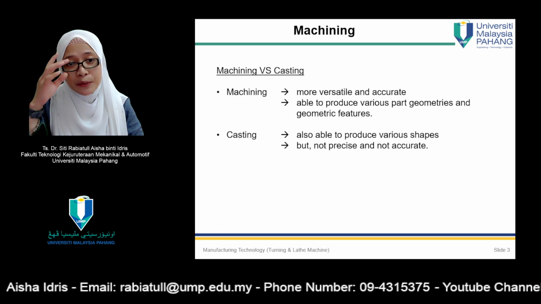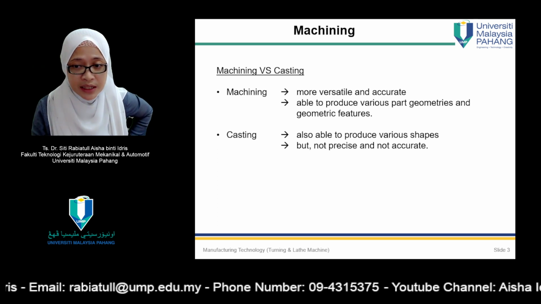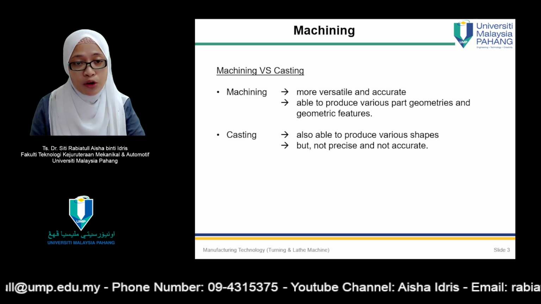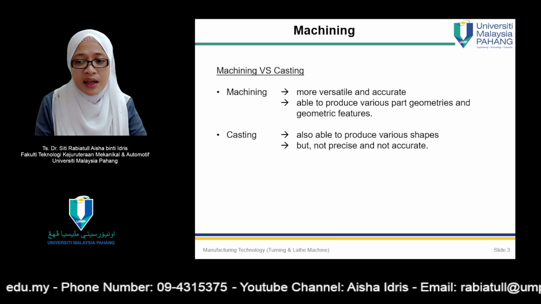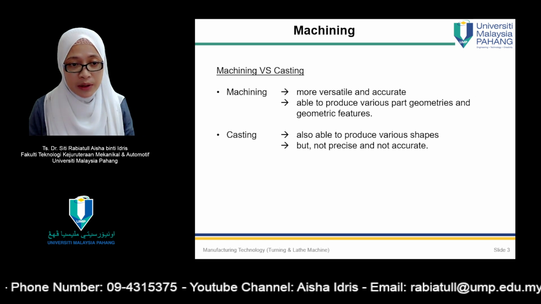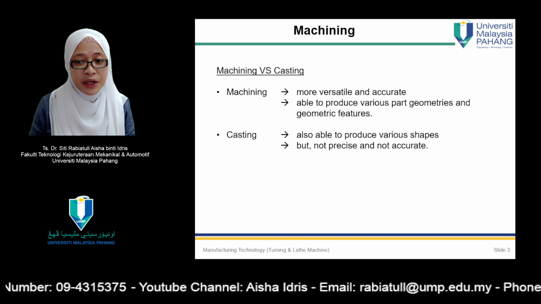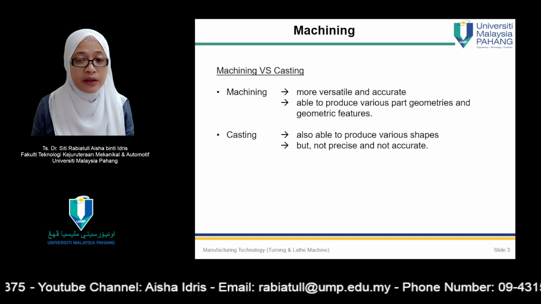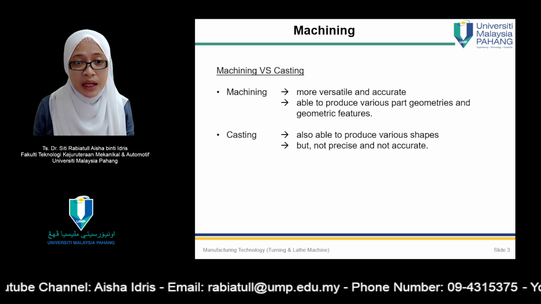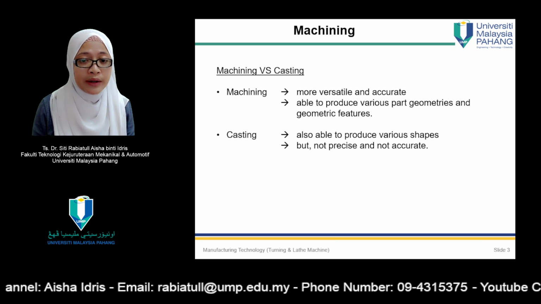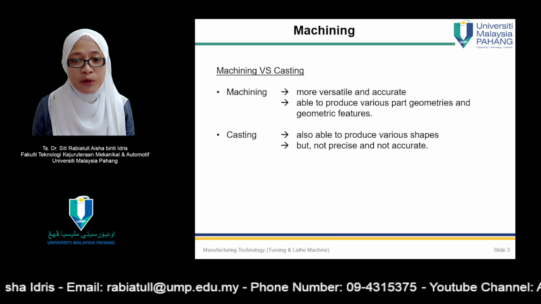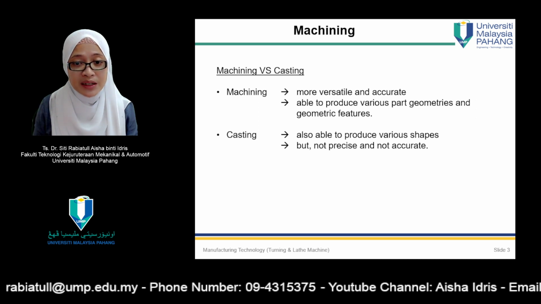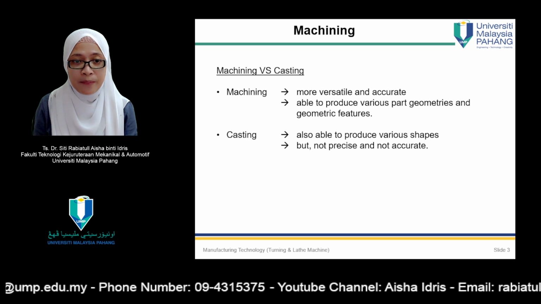produce a final product with better, high accuracy, but of course it is a much more expensive process as compared to casting. And casting is a much simpler process, very cheap, and can produce many types of shapes, but it is not accurate and it's not precise. And normally, products which undergo casting might also proceed with a finishing process, which requires machining at the end of the process.